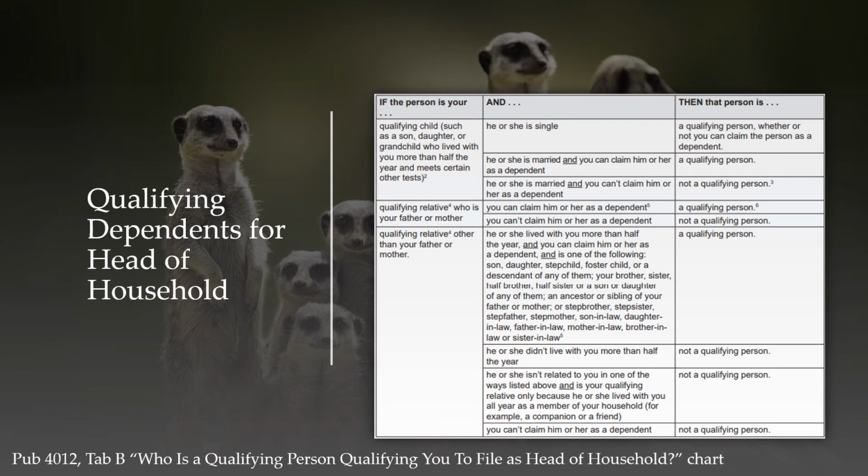Then we have another type of qualifying relative, somebody who is a qualifying relative but not the taxpayer's mother or father. Then there are certain special types of relationships. So it could be son, daughter, stepchild, foster child, any of their descendants. It could be a sibling, a half sibling. It could be a step parent, or it could be an ancestor of parents, so a grandparent. So if they have that special relationship, then they would be a qualifying person.